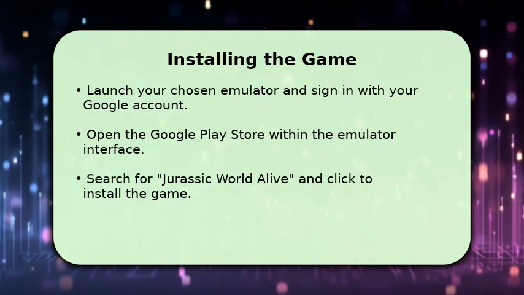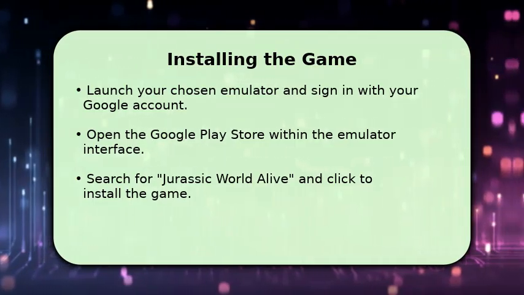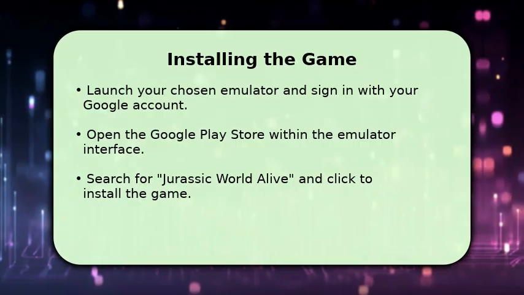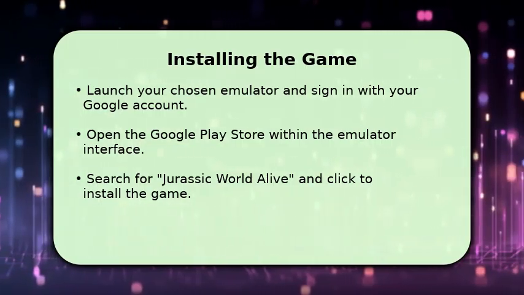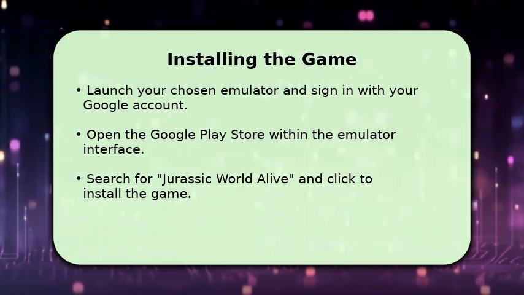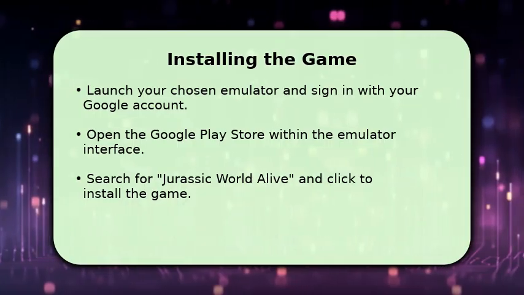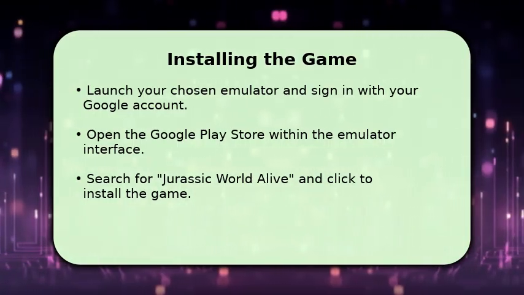Once your emulator is installed, launch it and sign in using your Google account, just as you would on a new Android device. Navigate to the Google Play Store within the emulator's interface. From there, simply search for Jurassic World Alive and proceed with the installation. The game will download and install directly into your virtual Android environment, ready for launch.